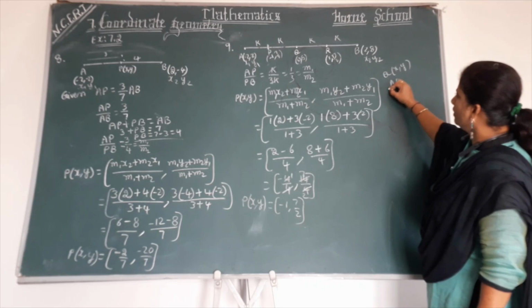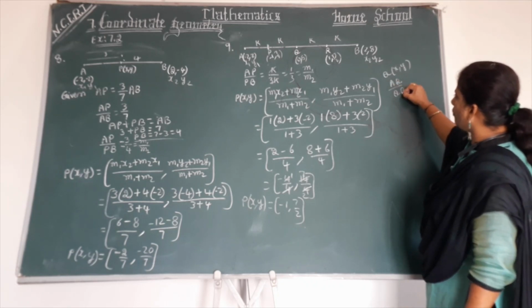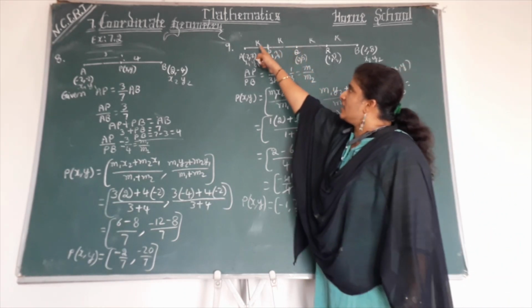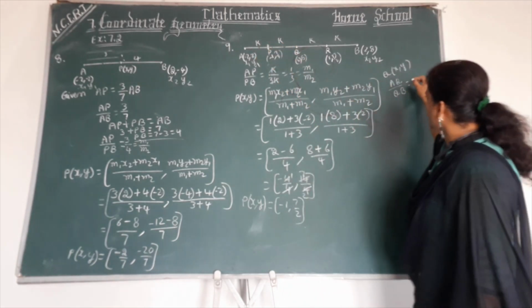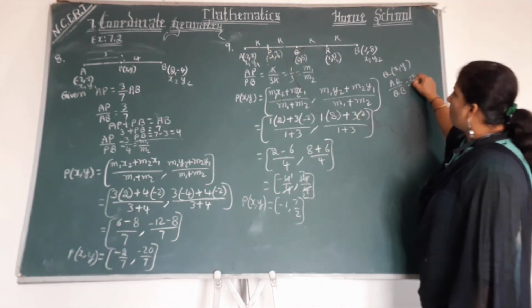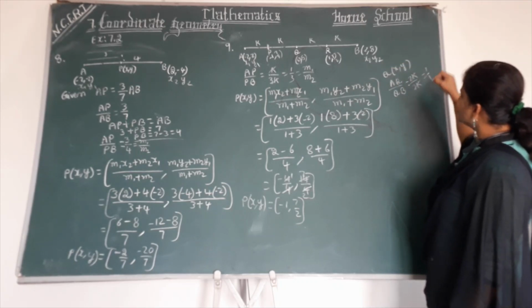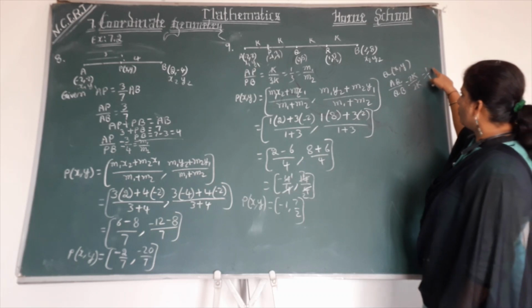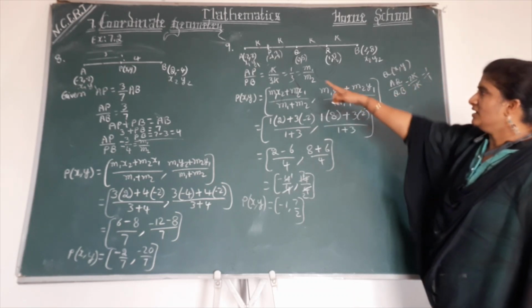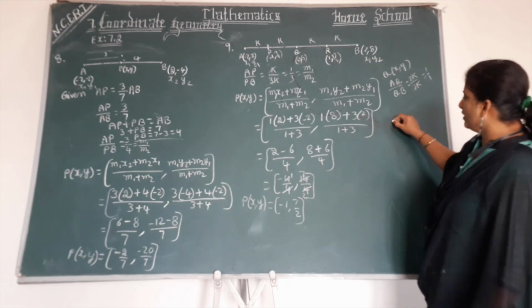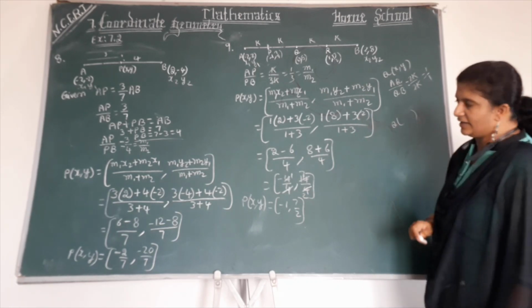AQ is to QB. AQ ratio QB. After AQ, what is your ratio here? K plus K, 2K by K plus K, 2K. Then that will be a 1:1 ratio. M1 value is 1, M2 value will be 1. Same x1, y1, x2, y2. You are going to continue and you are going to get your Q coordinate.